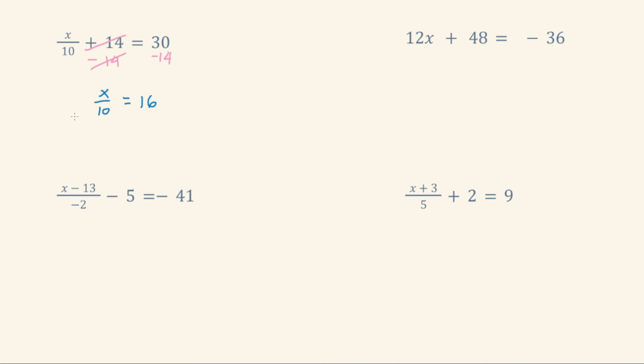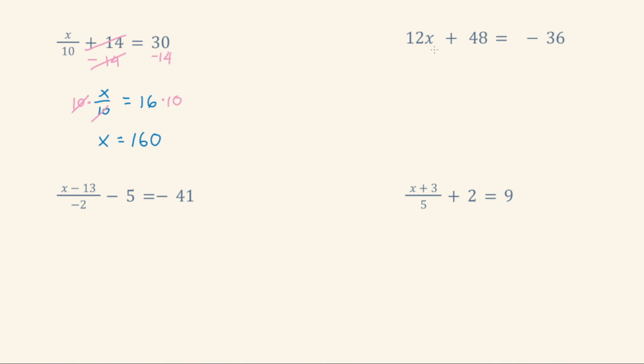Now, I want to undo this division. I have to multiply by 10 and multiply by 10, so that these two go away. 10 divided by 10 is 1. I'm just left with 1 times x, or just x. And on the right side, I have 160.